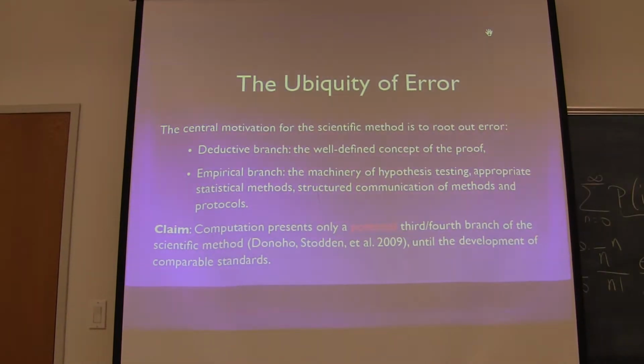Okay, so why do we have these branches of the scientific method, and why is it so important? It's because we're trying to get things right, and we all make mistakes. Mistakes are possible in all aspects of the process of doing research. It's just error-prone.